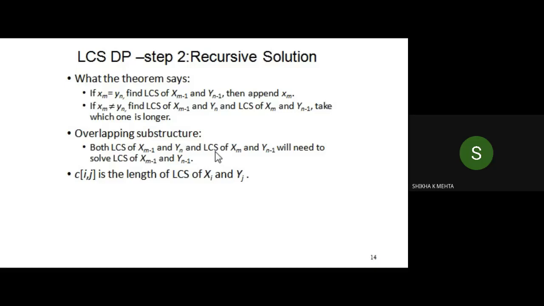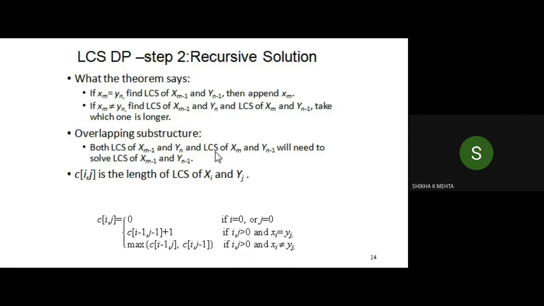So what we are going to do is create a table over here, that is Cij. Cij is the length of the longest common subsequence of xi and yj. So how will we be filling up this table? If i is equal to 0 or j is equal to 0, in both cases the value is equal to 0.